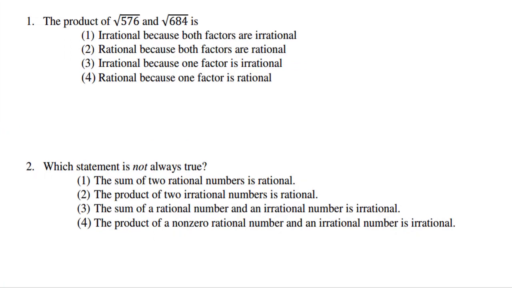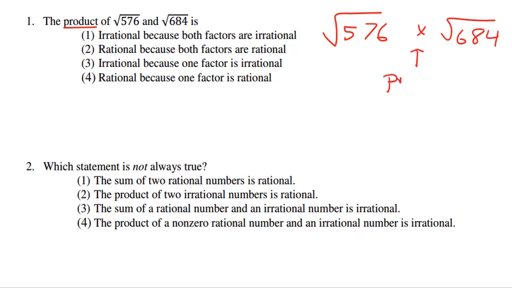All right, so let's look at these two questions. The first one says the product of the square root of 576 and the square root of 684 is, and then we have four choices. It looks like two of them are rational and two of them are irrational. So let's start with the word product. The word product means the answer when I multiply. So in my calculator, I'm going to need to multiply the square root of 576 and the square root of 684, again, to find the product. Once I do that, I'll have a better idea about rational and irrational numbers.